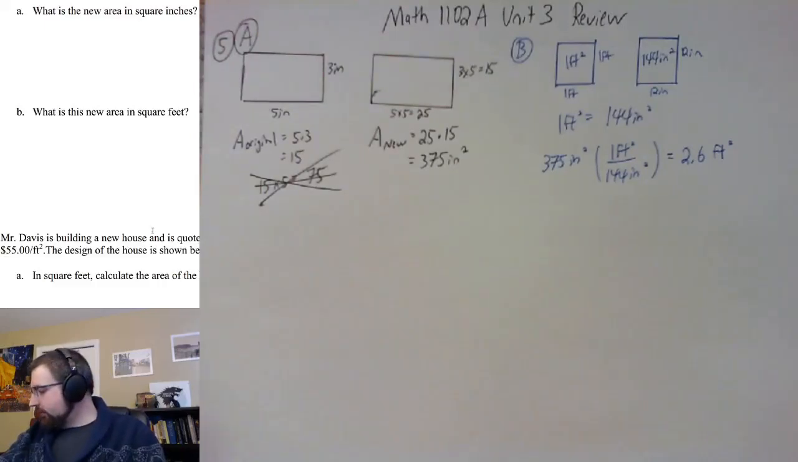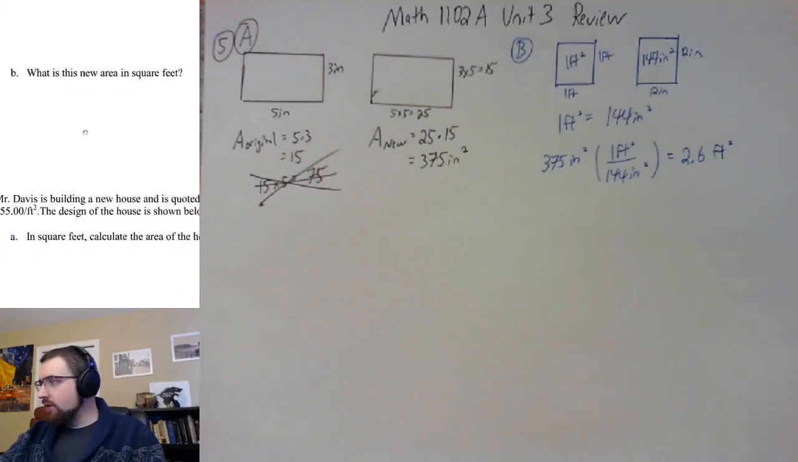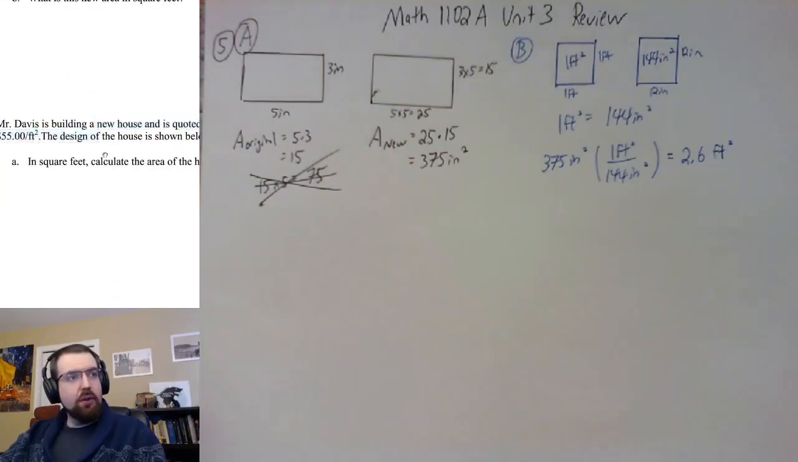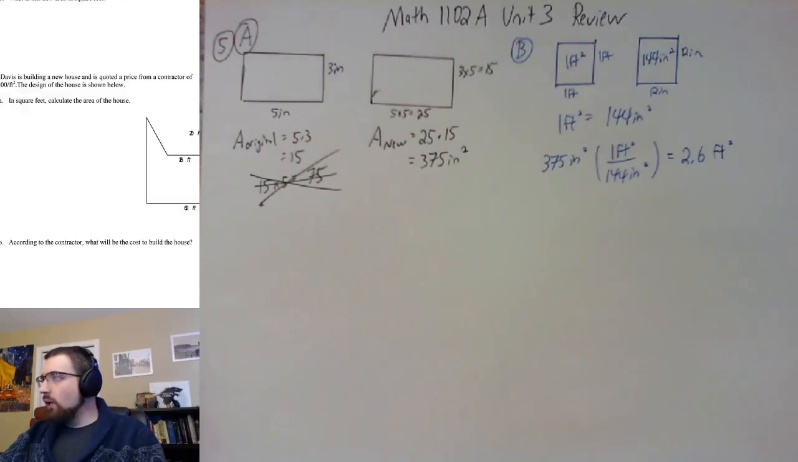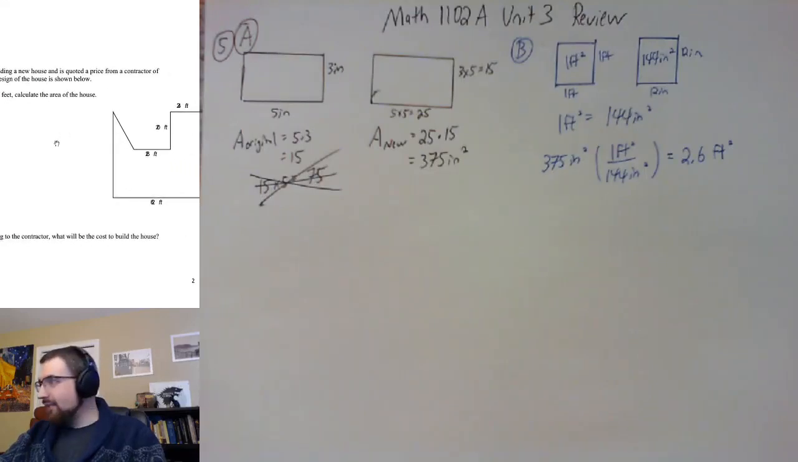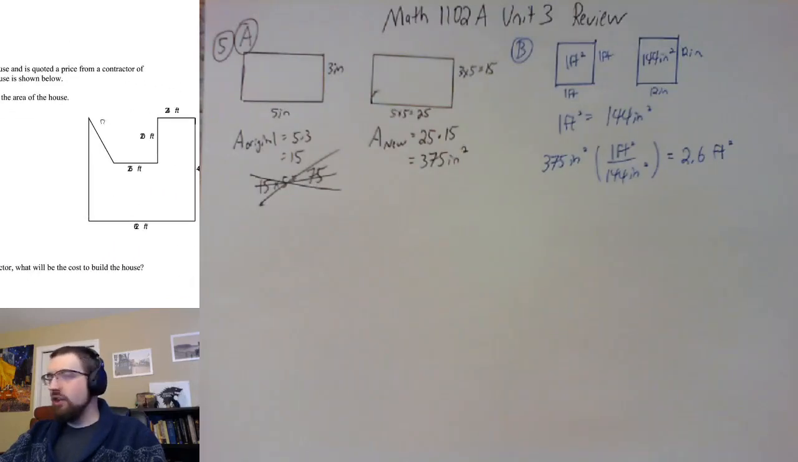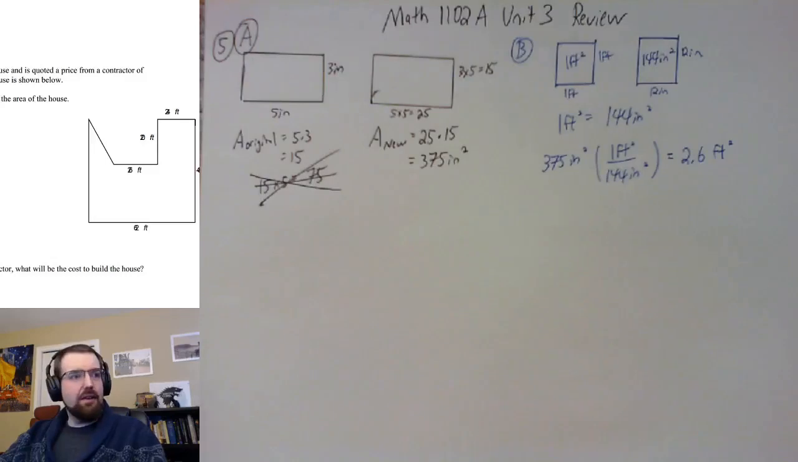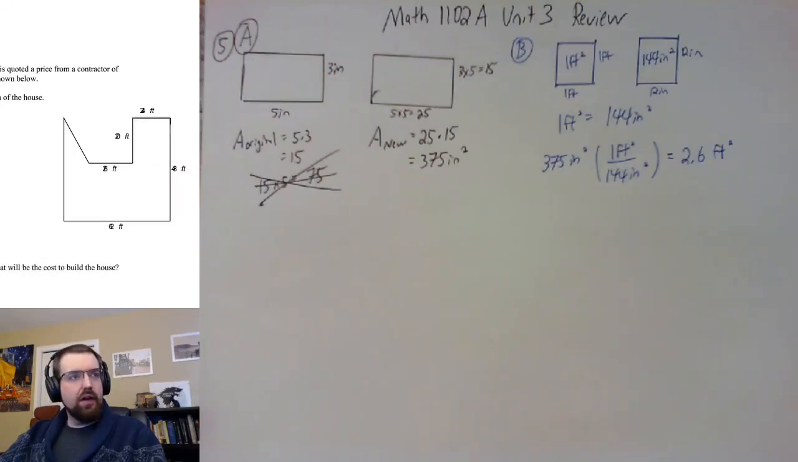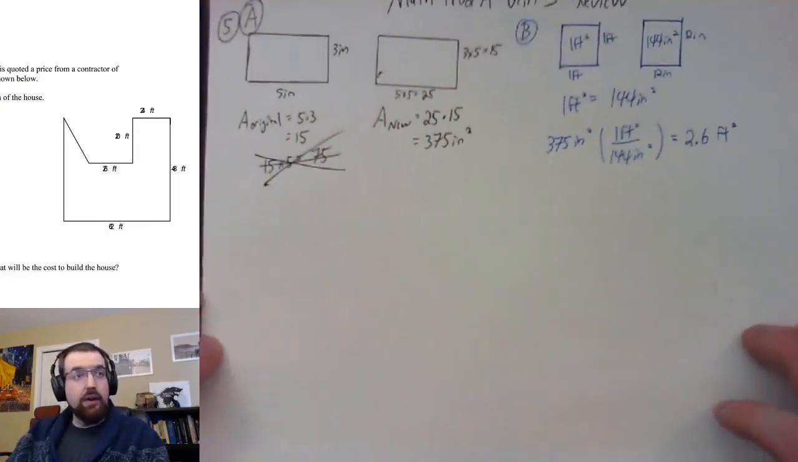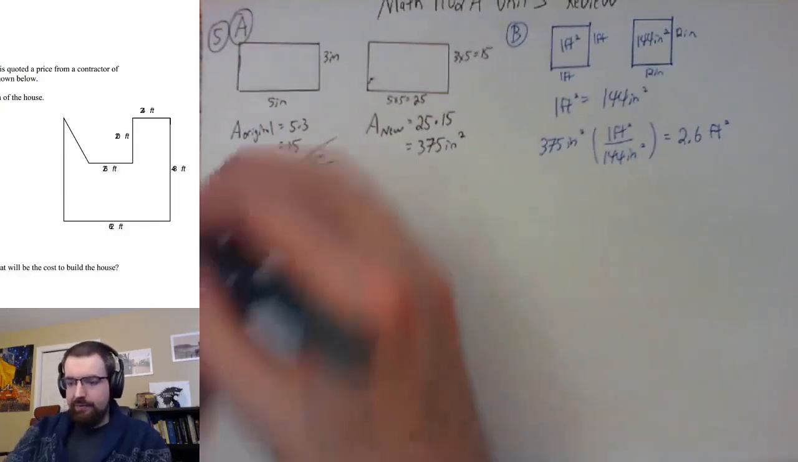Let's see, I'm going to do question 7. Or sorry, question 6. I am going to do question 6. Mr. Davis is building a new house and has quoted a price. Let me zoom out. Okay, this is a good one. In square feet, calculate the area of the house. Now, unfortunately, the version I sent you, Ashley, or the version I sent to any students, is a little scuffed over here. It's tough to pick out what those are. So I'm going to go ahead and draw that one out a bit, right?